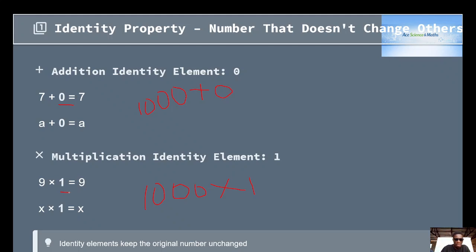Okay? It tells you that whenever you are given something like this, you don't need to stress yourself trying to calculate, because any number added to 0 remains the number, and any number multiplied by 1 will give us the same number as the answer.